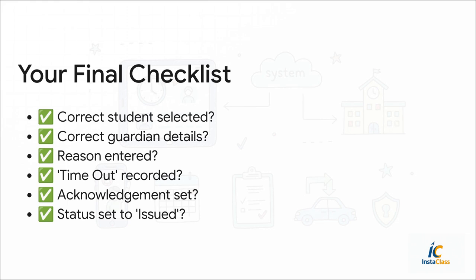Is it the right student? Is that the right guardian? Is the reason in there? Did you get the timeout right? Is the acknowledgement set correctly? Is the status right? A quick scan like this can prevent some major headaches down the road.